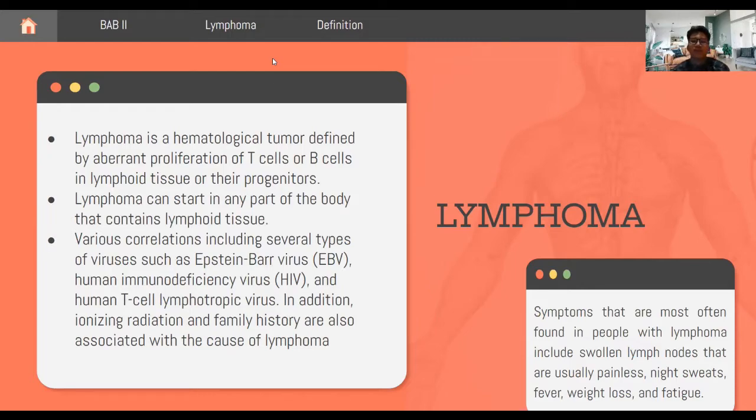Although the exact etiology of lymphoma is unknown, various correlations have been discovered, including several types of viruses, such as Epstein-Barr virus or EBV, human immunodeficiency virus or HIV, and human T-cell lymphotropic virus. In addition, ionizing radiation and family history are also associated with the cause of lymphoma. Symptoms most often found in people with lymphoma include swollen lymph nodes that are usually painless, night sweats, fever, weight loss, and fatigue. Until recently, treatment of lymphoma involved one or more of chemotherapy, targeted therapy, radiation therapy, and surgery. That's all from me. Next slide.